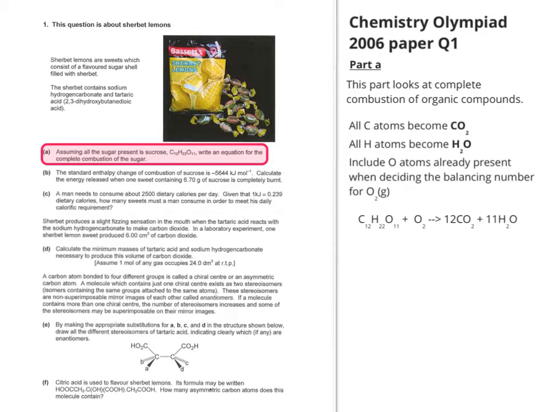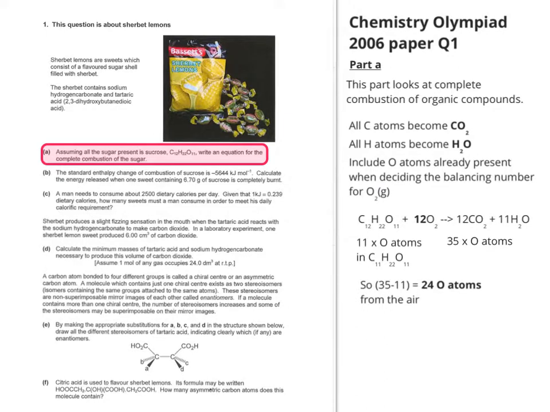So the first part is balancing for carbon and for hydrogen, so you have 12 carbon dioxides and 11 waters. So we have a total of 35 oxygen atoms on the right hand side, and we have 11 oxygen atoms in C12H22O11. So that means there's 24 oxygen atoms needed from the air. In other words, you need 12 oxygen molecules to react with one molecule of sugar. So it's a 1 to 12 mole ratio.